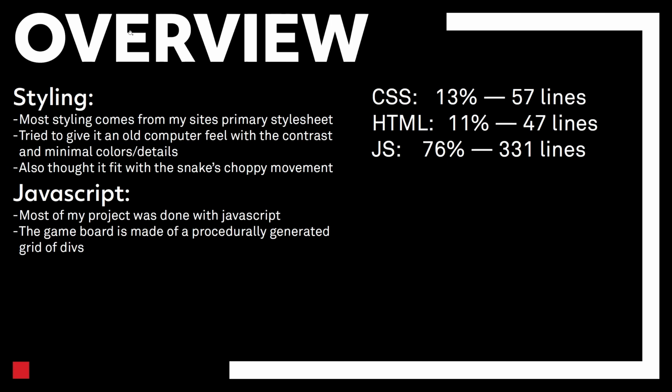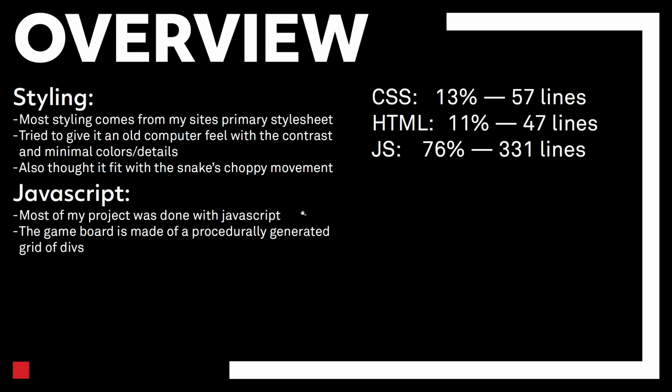So a little overview of my code. It's primarily JavaScript with some HTML and CSS. The styling comes from my site's primary style sheet in order to keep the styling coherent, but I also added some styling specifically to this page. I tried to give the page a very old computer retro feel by making it high contrast and not adding many colors or details. I also thought this aesthetic fit with the snake's choppy movement, which is why I chose it.